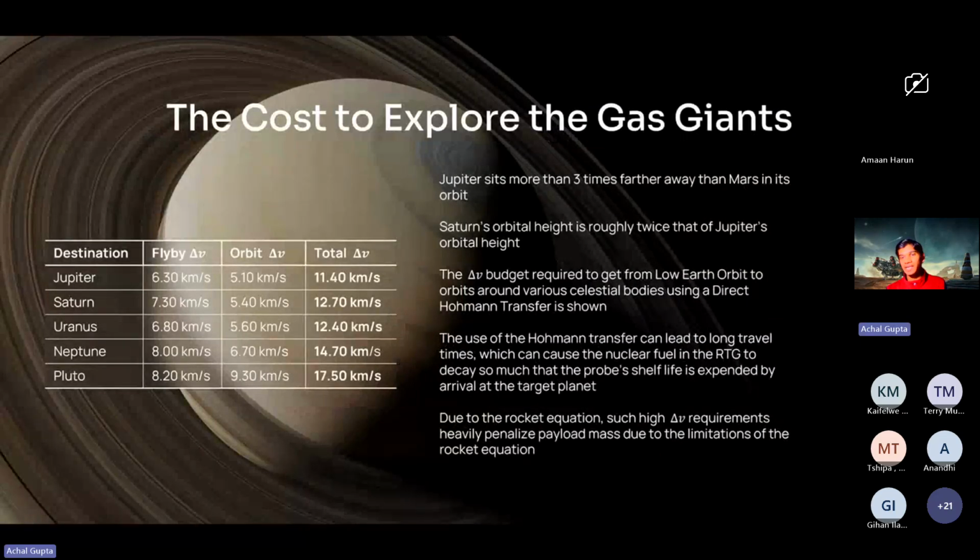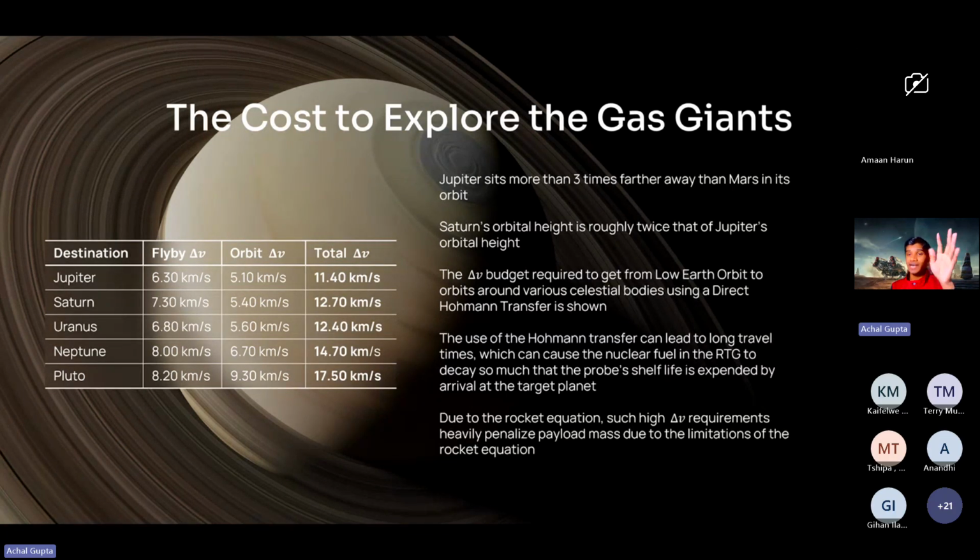Okay, those two problems aside, let's explore the 4 outer planets and beyond. Here are the delta V requirements from low Earth orbit. If you want to fly by these planets, you can see what the delta V requirements are. If you want to fly by and then capture in orbit around these planets, because that also requires a bunch of delta V, you can see what those are, and you can see the total to actually get to orbit from low Earth orbit. 17.5 kilometers per second, 14.7.